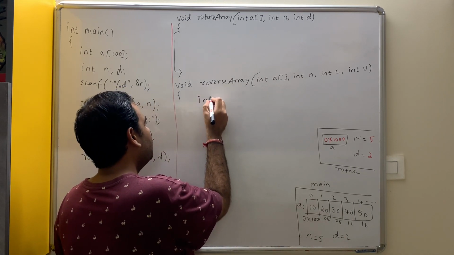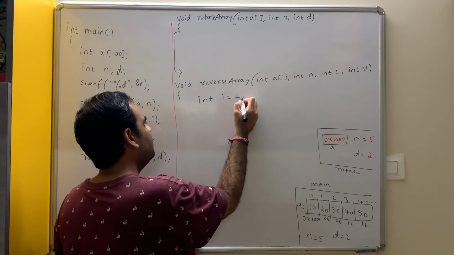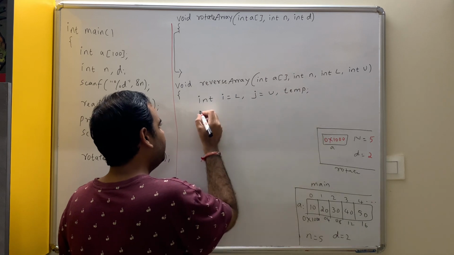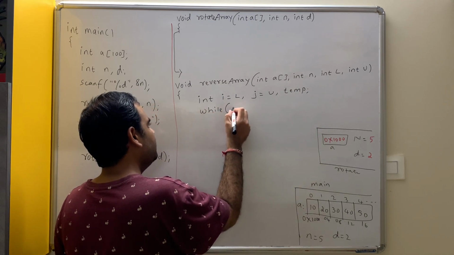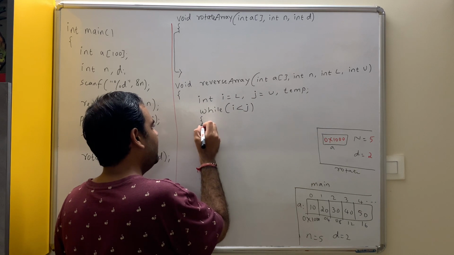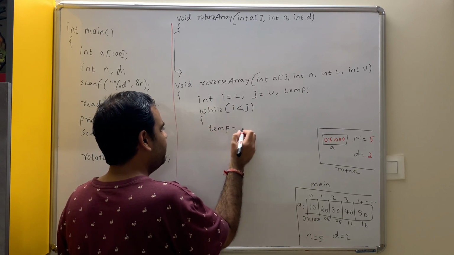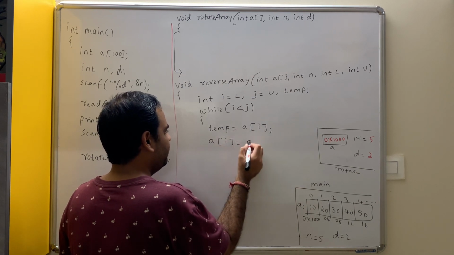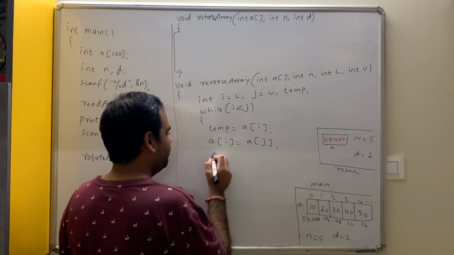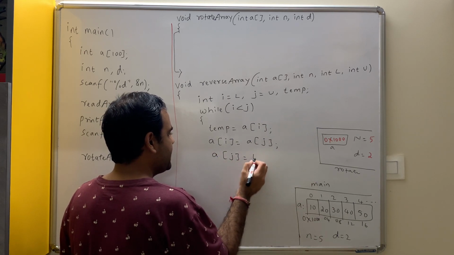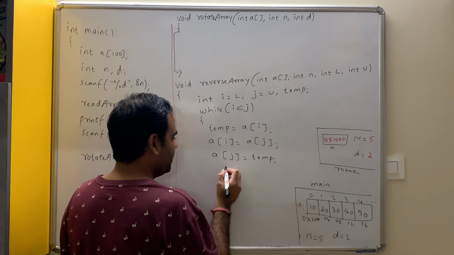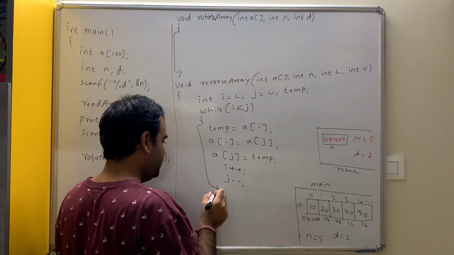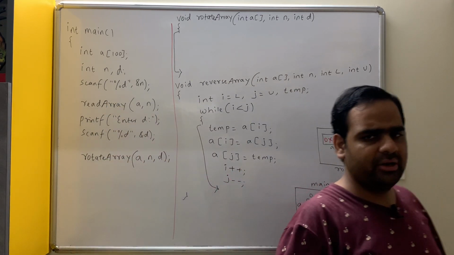Now what have I written over there? I said int i is equal to l, j is equal to u, and I have used one more variable, temp. I said while i less than j, and here we have swapped it. I said temp is equal to A of i, A of i is equal to A of j, and A of j is equal to temp. And what did I write over here? I said i plus plus, j minus minus. This is how we do it.